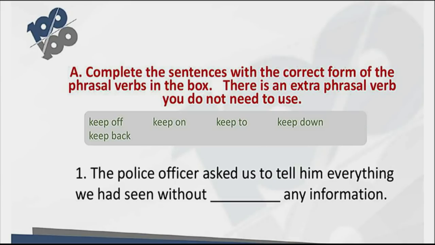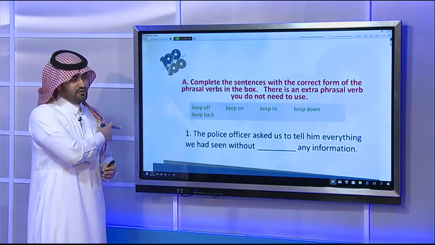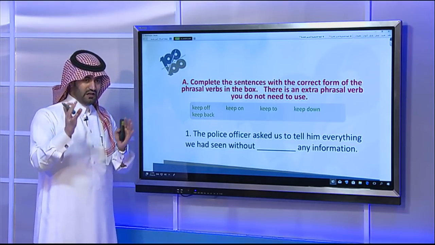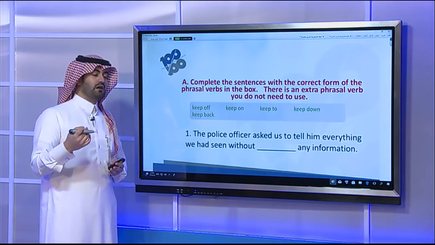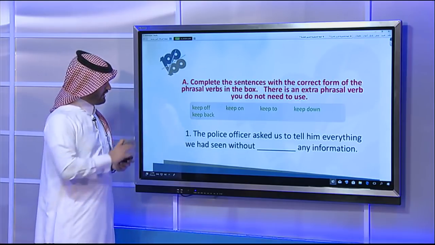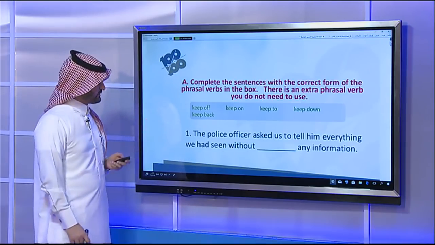The next one is keep back. What does keep back mean? For example, if you see something, don't keep it back. Don't hide it, or don't try not to tell what you see, okay? Don't hide what you see, tell it.